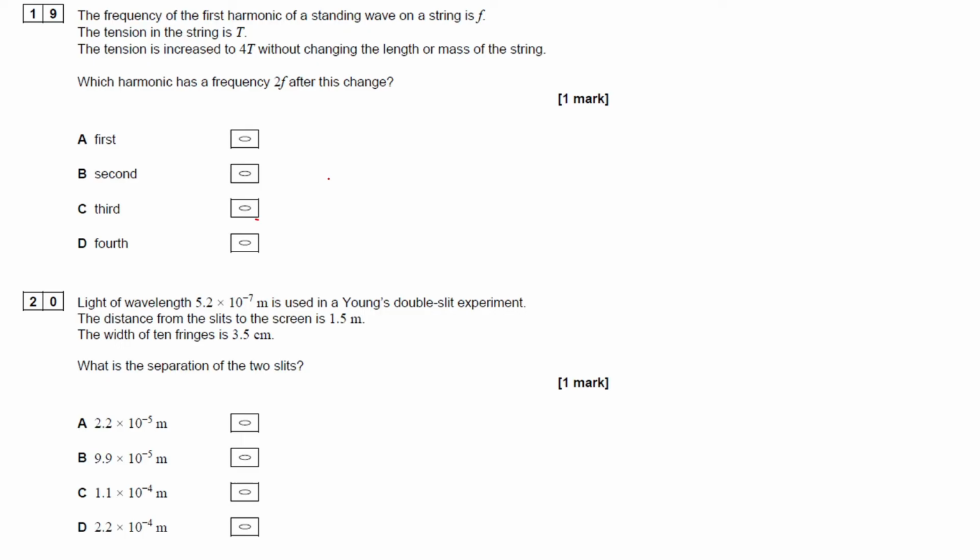In this video, we'll go through the multiple choice questions 19 to 31 in the June 2022 paper 1. So this first question is asking about the first harmonic of a standing wave, and we know the equation that gives us the first harmonic on any standing wave is f equals 1 over 2L root T over mu, where T is the tension, mu is the mass per unit length, and f is that first harmonic. They've told us for a particular string where the first harmonic is at frequency f, it has a tension T, and the tension is increased to 4T. So if we look at the relationship, we can see f is proportional to the square root of T.